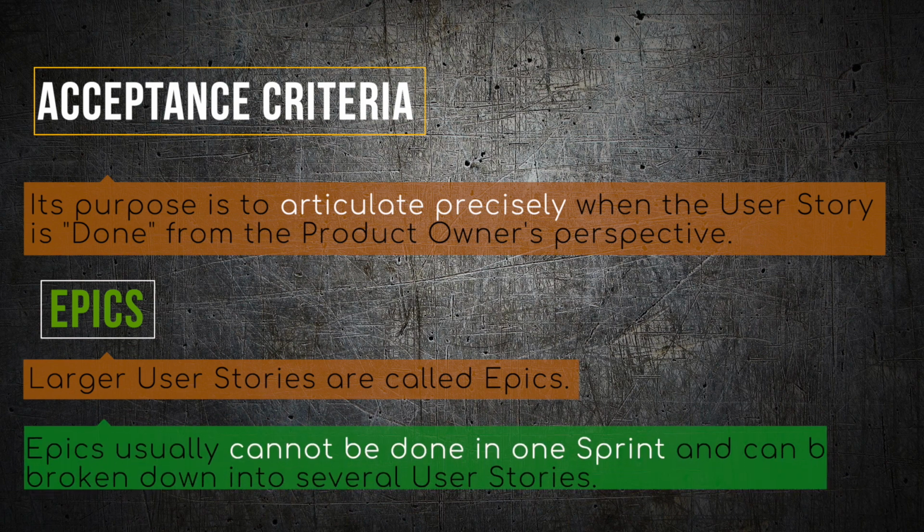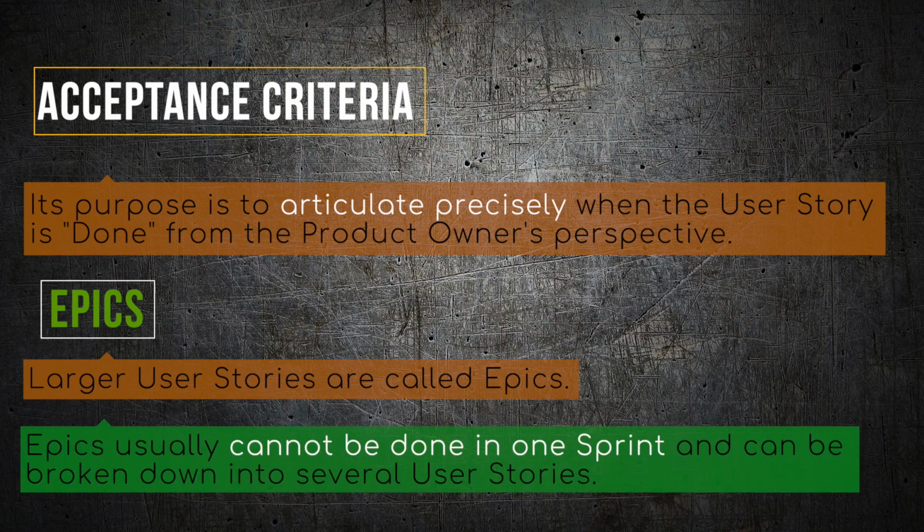The purpose of acceptance criteria is to articulate precisely when the user story is done from the product owner's perspective. Then there is epics, which are larger user stories. Epics usually cannot be done in one sprint and can be broken down into several user stories.